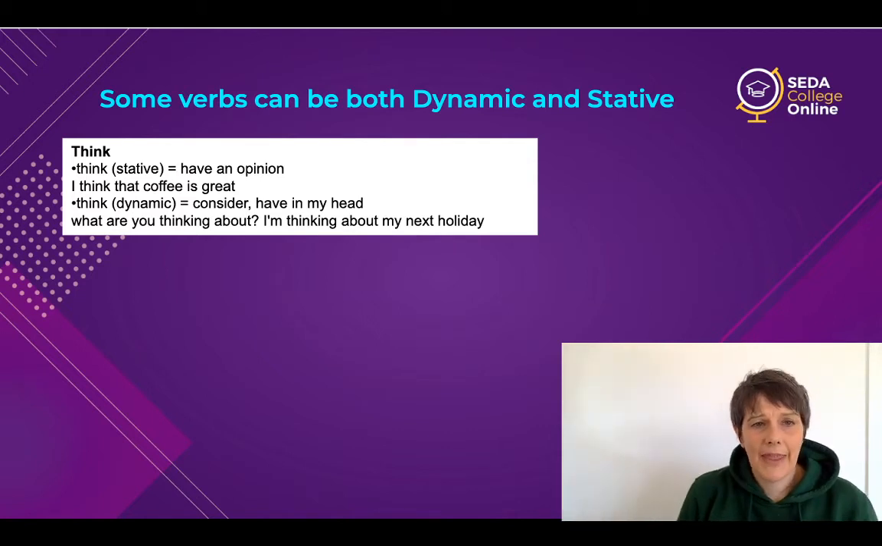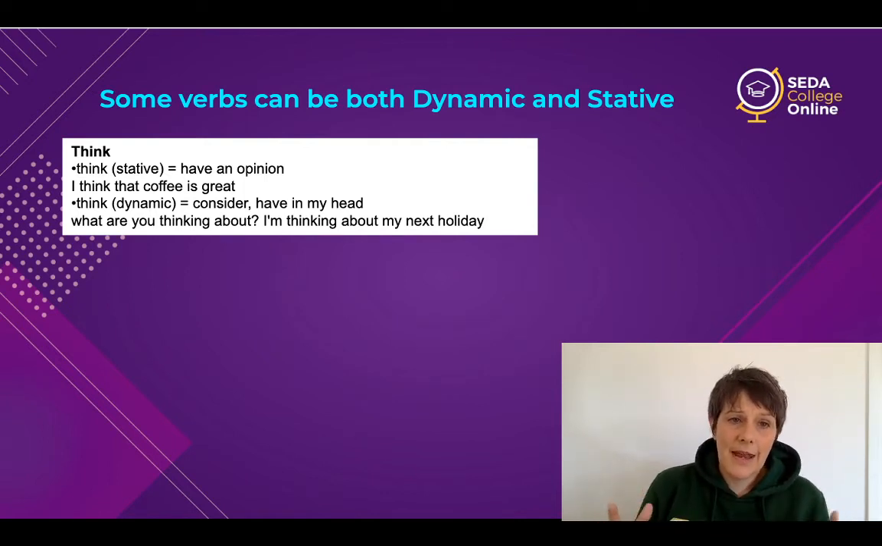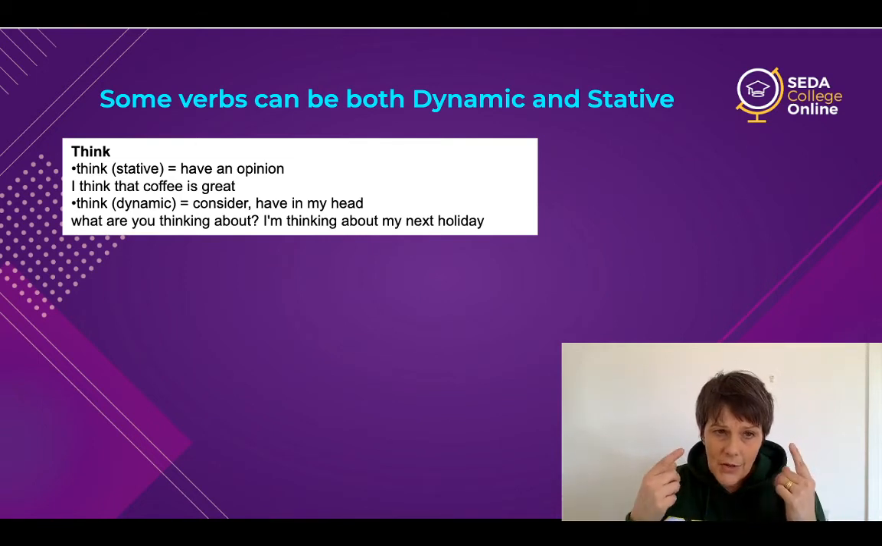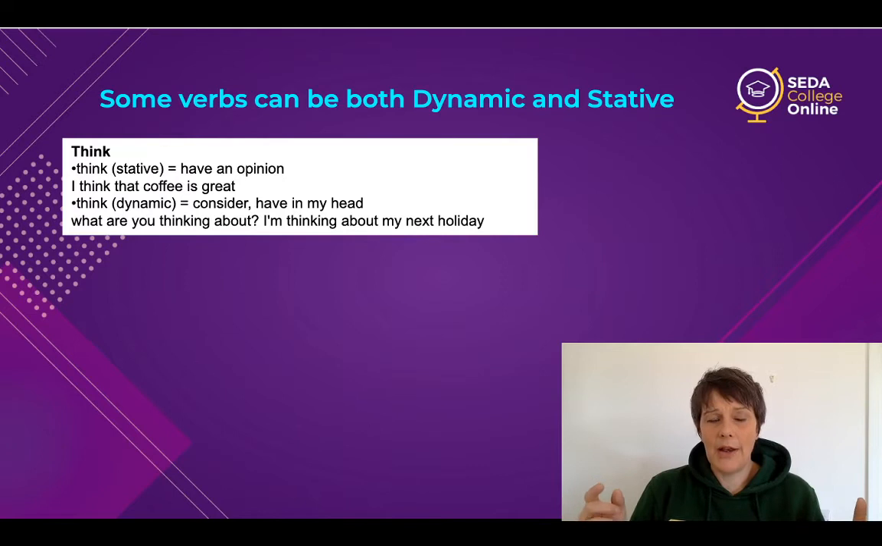So, for example, think. To have an opinion is something that goes on and on. I think coffee is great. And then think as a dynamic verb is something that's in your head, like what are you thinking about? I'm thinking about my next holiday.